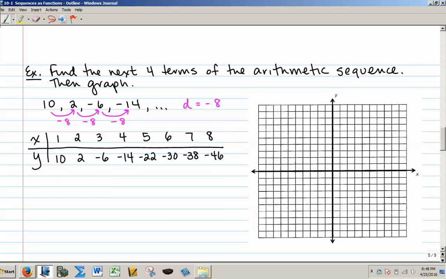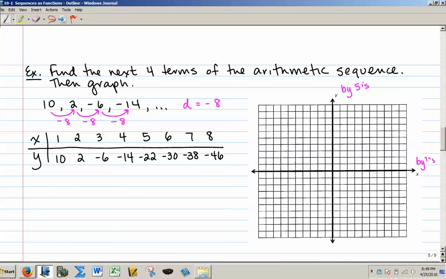And now I need to graph this. When I graph this, it's actually going to be a discrete function. It's going to be just a series of dots. I do not connect the dots to make a line. I just do the dots. So on my x-axis, I'm going to go by 1s, and on my y-axis, I'm going to go by 5s.